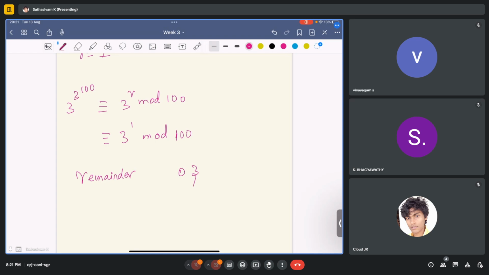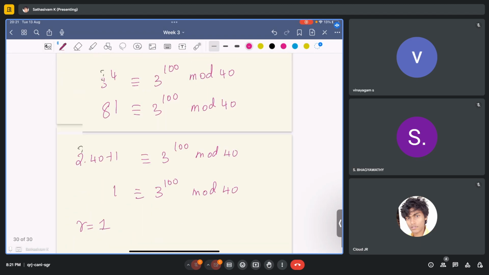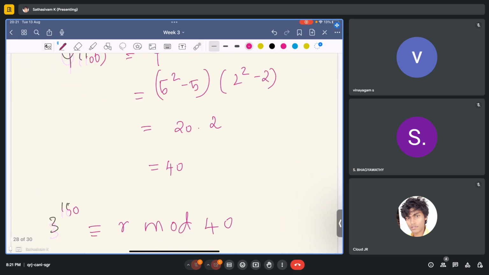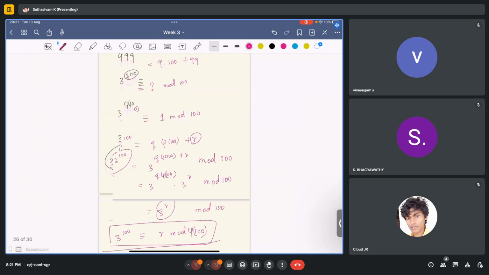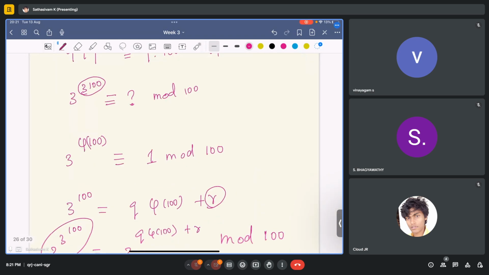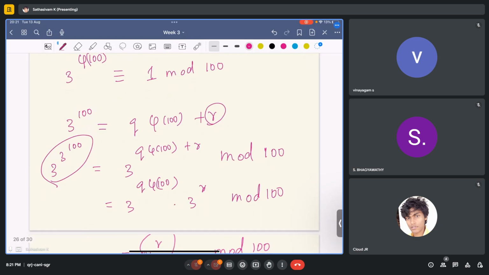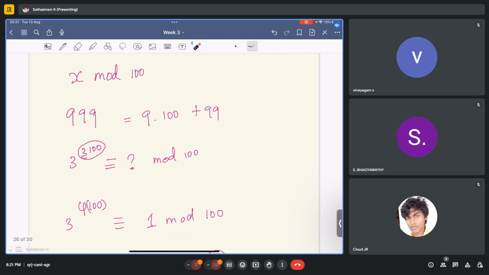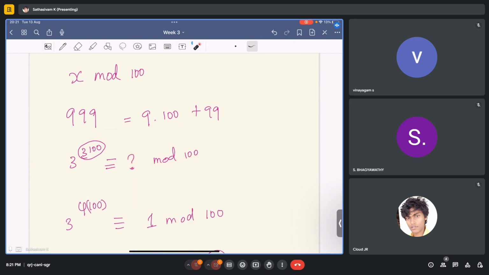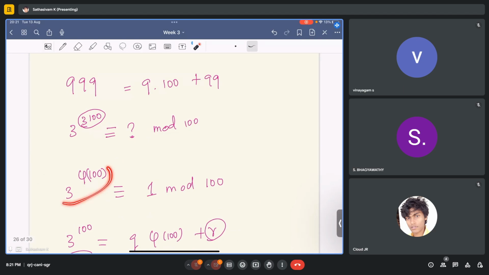Okay. Anyway, since we have done so much in between, I won't go into the detail. I'll just quickly summarize what the idea is again, just to make sure, because we have written so many things. What we want to find is 3 power 100 is congruent to what mod 100. That is what we want to find. But what we know is 3 power phi of 100 is congruent to 1 mod 100.